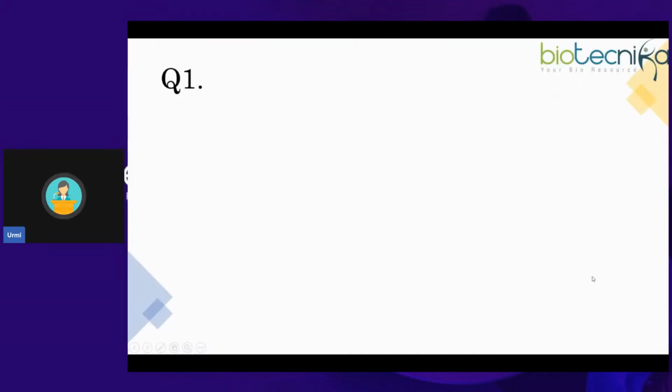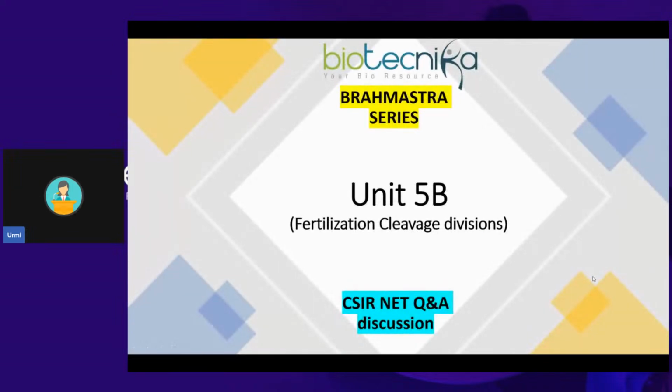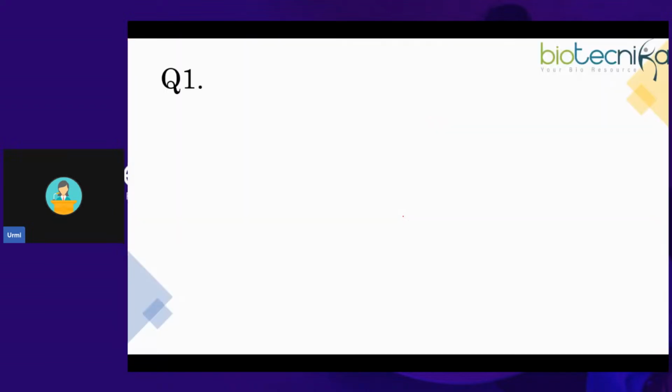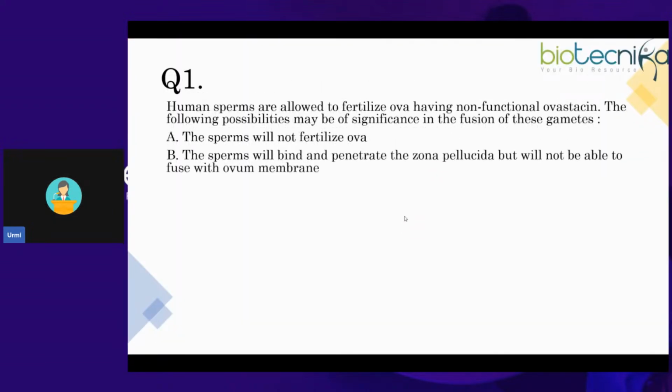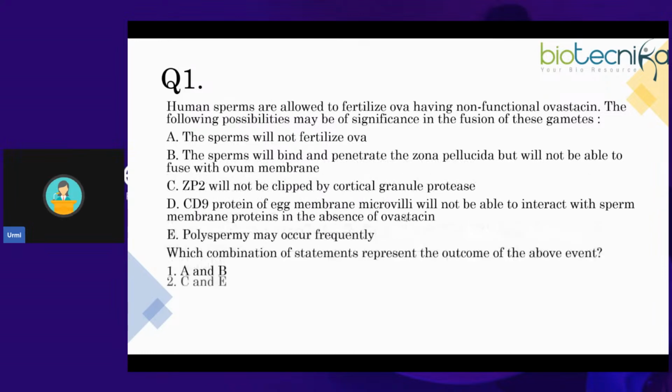Okay. So here we have our first question. Today is Unit 5B, where we will be discussing fertilization and cleavage divisions. We have studied it already in the classes, and let's see the different questions which have come in CSIR NET from these two topics. Okay. So this is something regarding mammalian fertilization. Please try answering it.